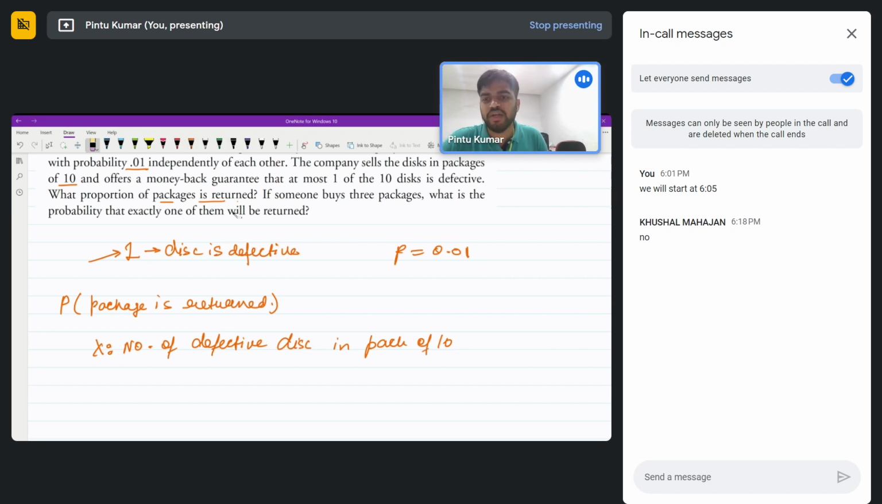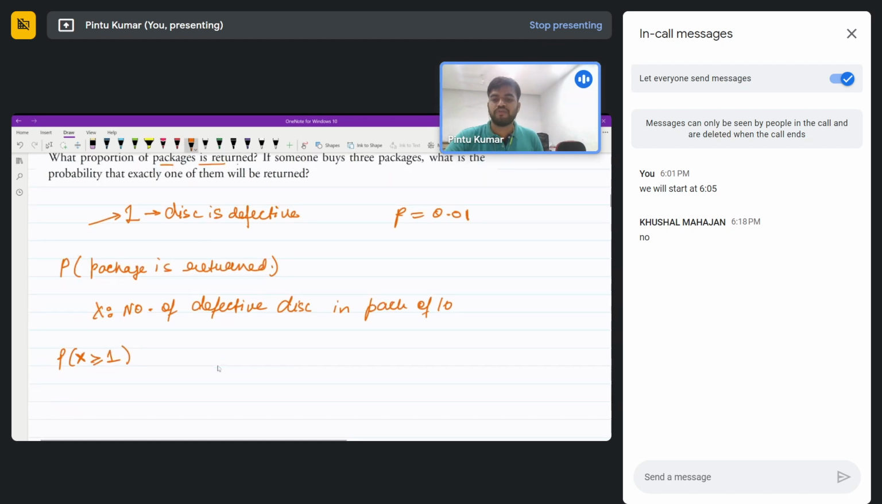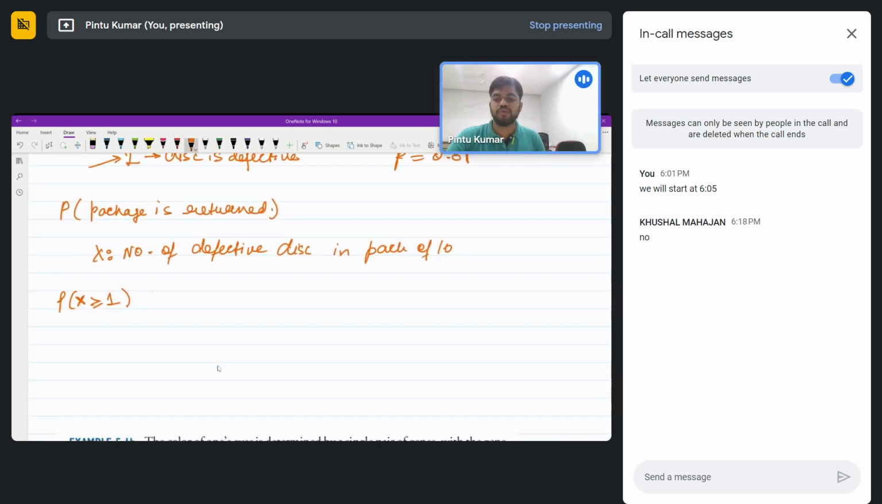So how is that calculated? So probability that x is greater than or equal to 1. That is the number of defective disks being greater than or equal to 1. Then this is what you have to calculate. What is this equal to? This is equal to 1 minus the probability that your x is equal to 0.